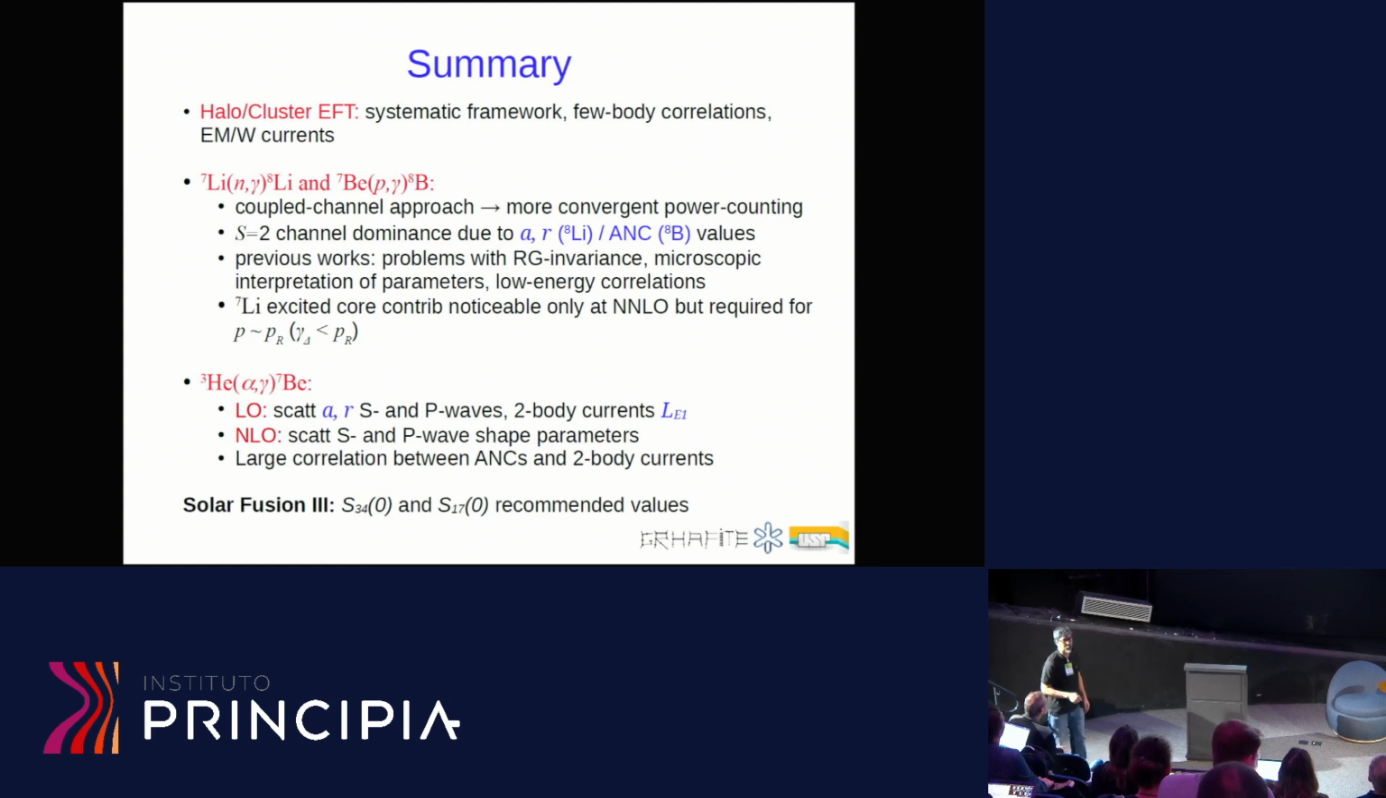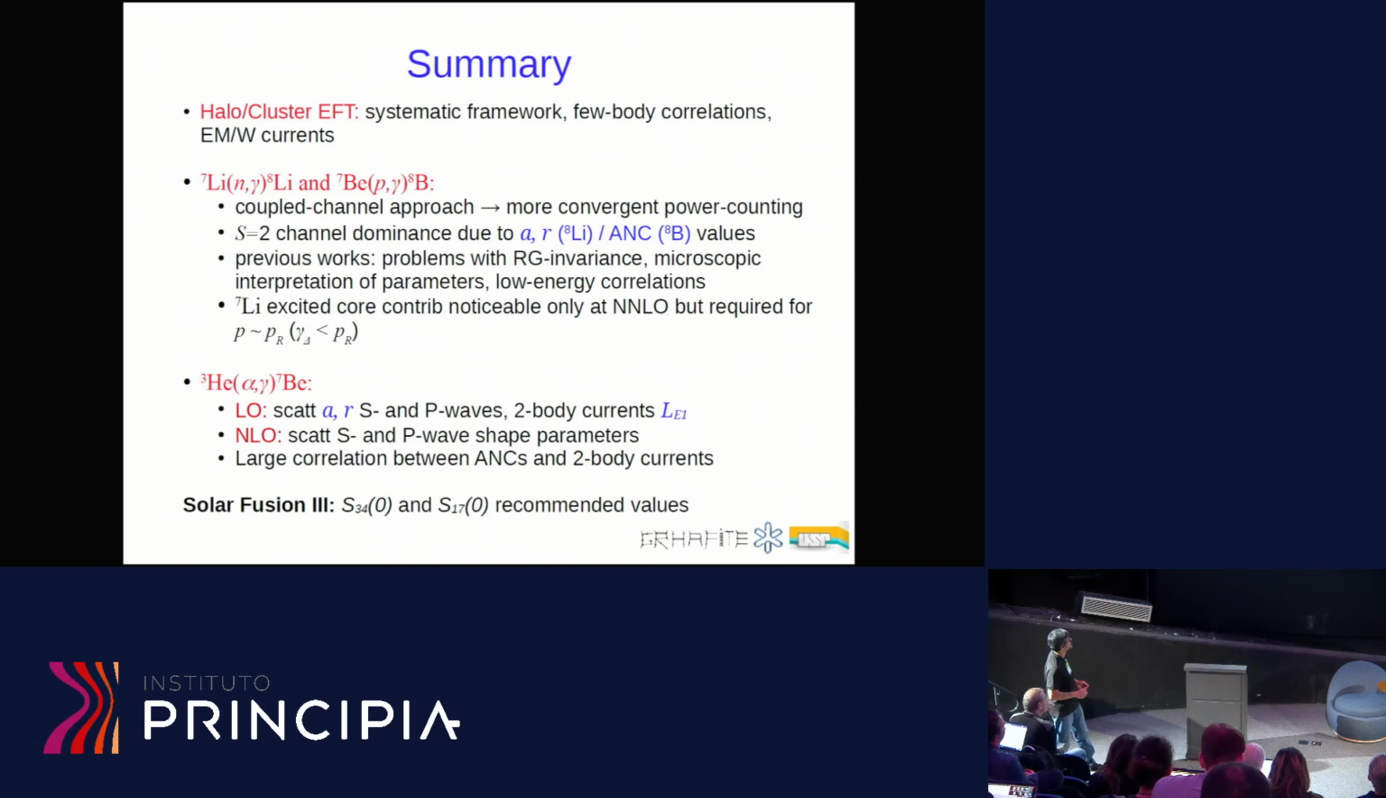And since I'm out of time, I end up here with this summary slide of conclusions, just saying that we look at this radiative capture reaction in a coupled channel approach, which presents more convergent power counting for proton beryllium-7. And to our opinion, it has a more solid theoretical ground because renormalization is quite simple and we don't enter into those issues. We have more control over the theoretical error bars.